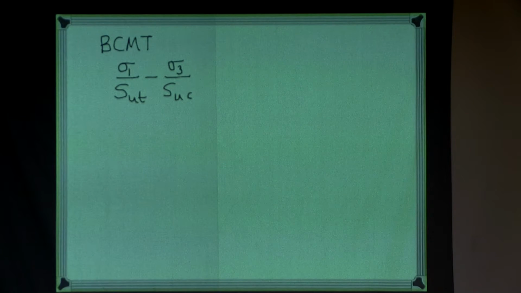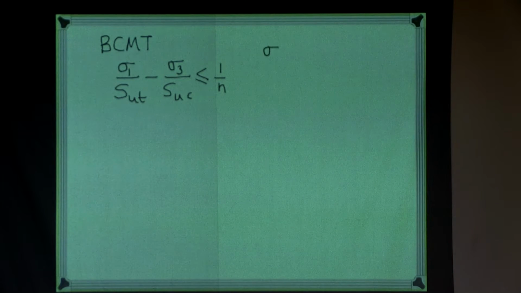So first let's use BCMT. The equation for that is sigma 1 divided by S_ut minus sigma 3 divided by S_uc, and that should be less than or equal to 1 over n.